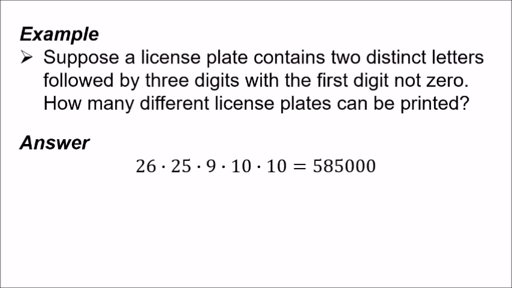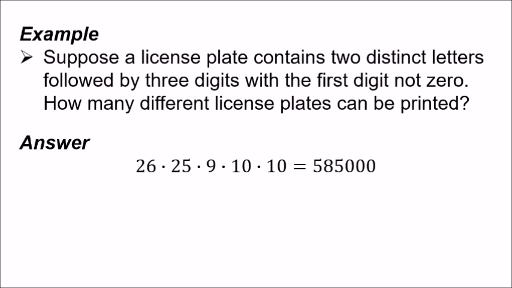So ito na siya. 26 times 25 times 9 times 10 times 10, that is equal to 585,000 plates. Again, ulitin ko. 26. Ito dahil may 26 ways of choosing the first letter. And then next is 25. Dahil yung napili na natin yung first letter, kaya 25 na lang yung naiwan na pagpipilian natin. So, there are 25 ways. 9, dahil ang first digit dito sa 3-digit number must not be 0. Kaya, 1 to 9 lang yung pwede nating pagpipilian.